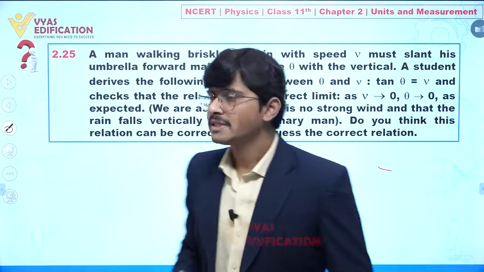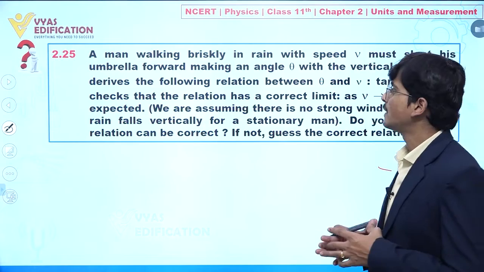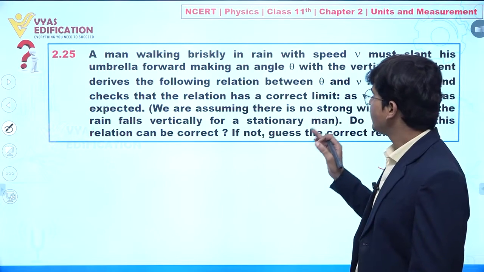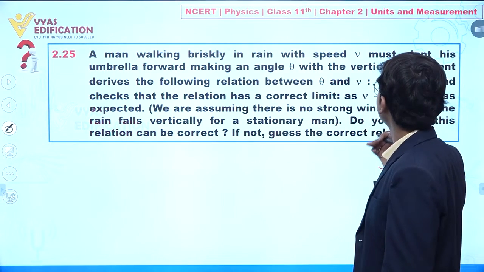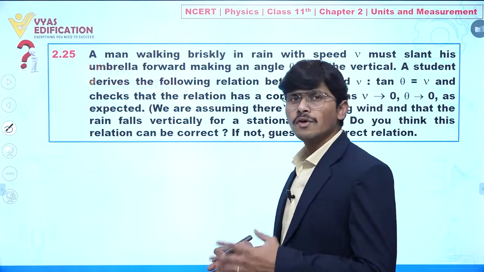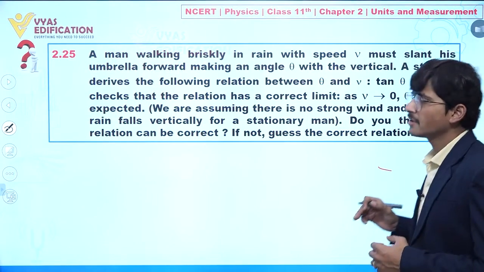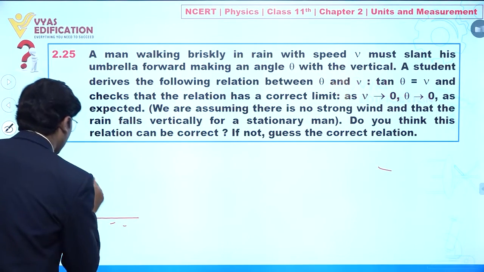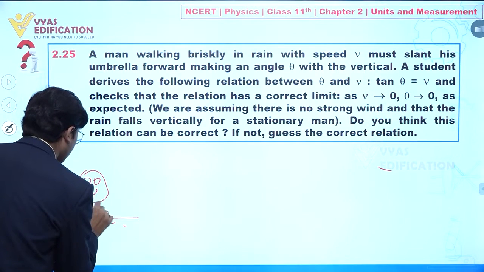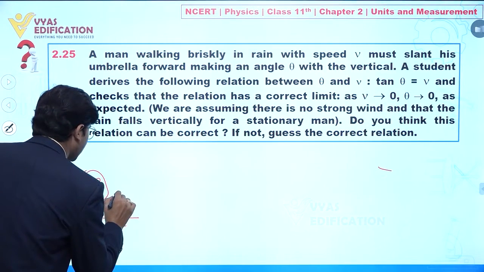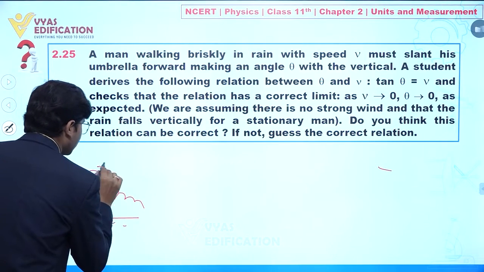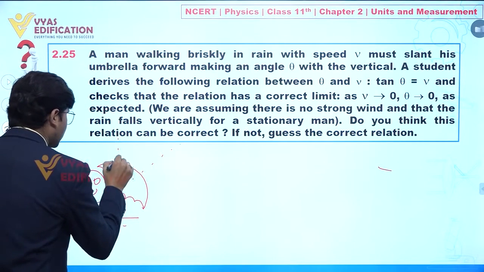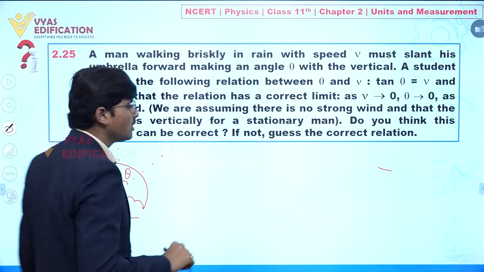Now student, we are going to discuss question number 2.25, clear, and in this question it is given to you, a man walking briskly in rain with speed v must slant his umbrella forward making an angle theta with vertical, clear. So actually what is this given situation, let's suppose this is ground, clear, and let's suppose this is person, clear, and let's suppose this person is having an umbrella in his hand like this, clear, and it is making an angle theta with vertical.